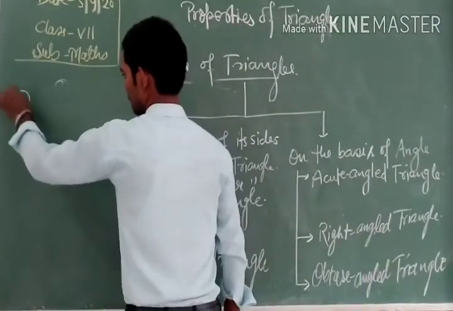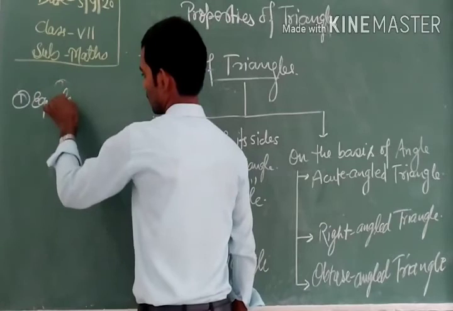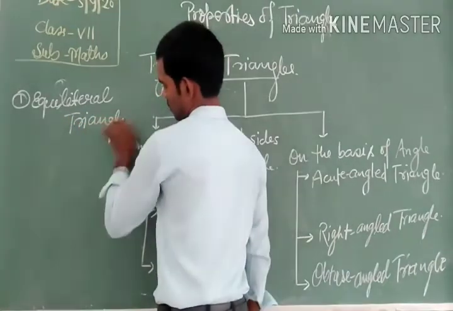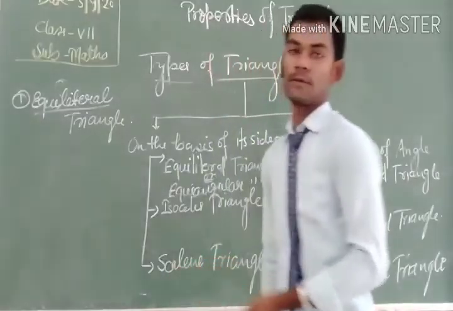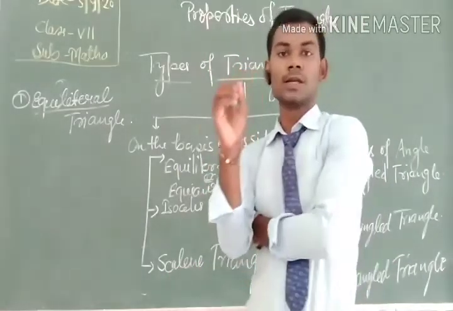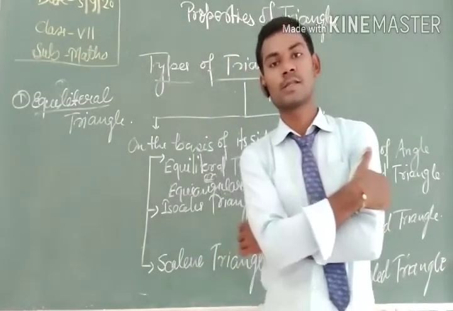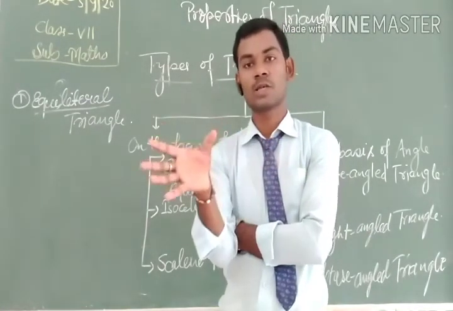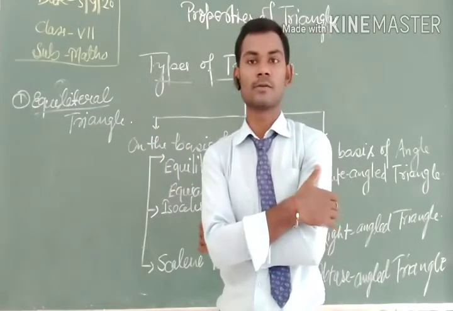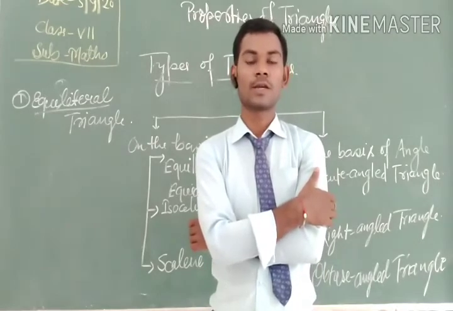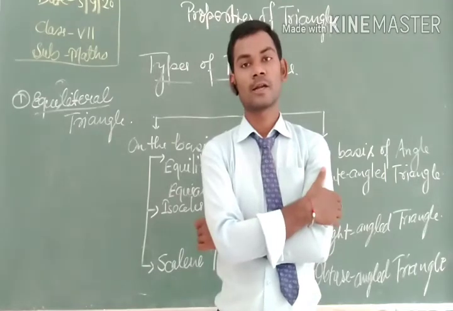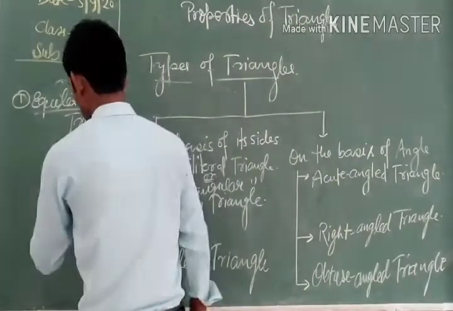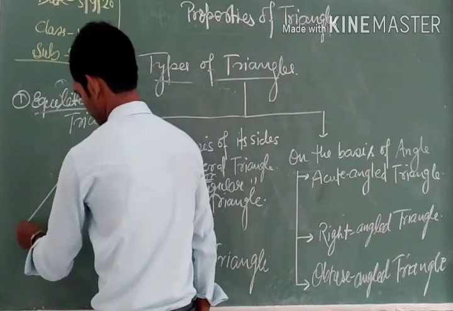The first is equilateral triangle. The meaning of equilateral is obvious: equi means equal, lateral is used for side. So we can say that a triangle in which all sides are of equal length is known as equilateral triangle.